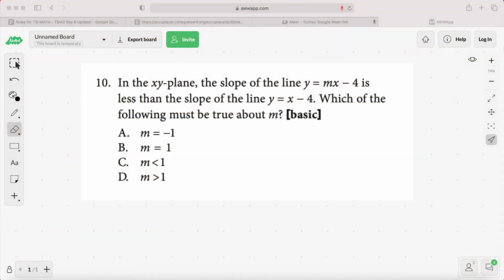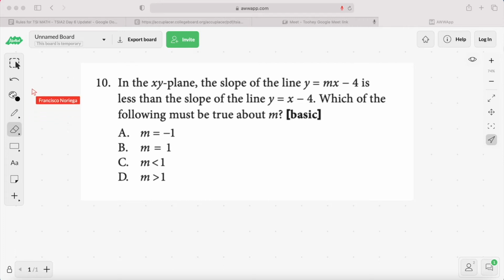Part 2. This is the TSIA2 update. We're chewing through some questions on the most recently released TSIA2 Math Practice Test. There's some graphing questions we need to go over, and this is a little bit new here. They kind of get real specific about slope. So we're going to talk about slope and y equals mx plus b form here on this question.